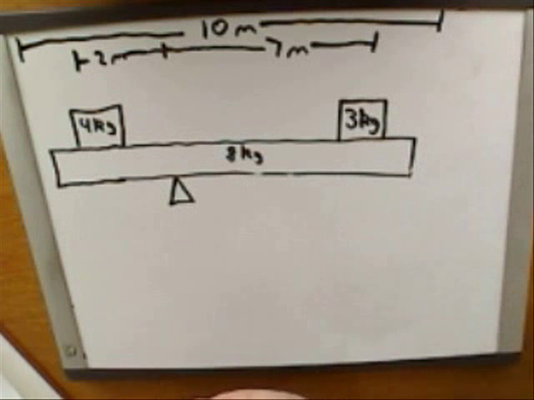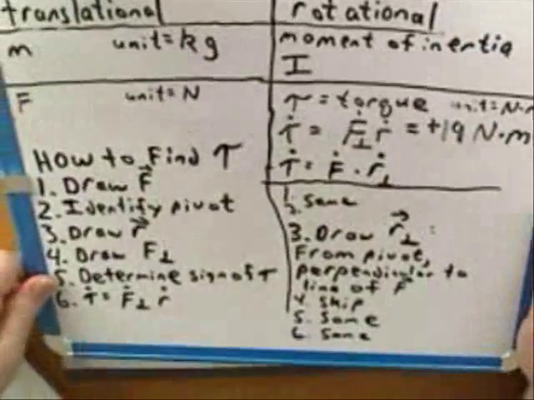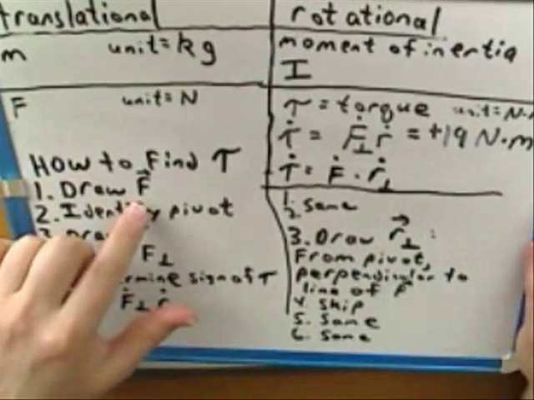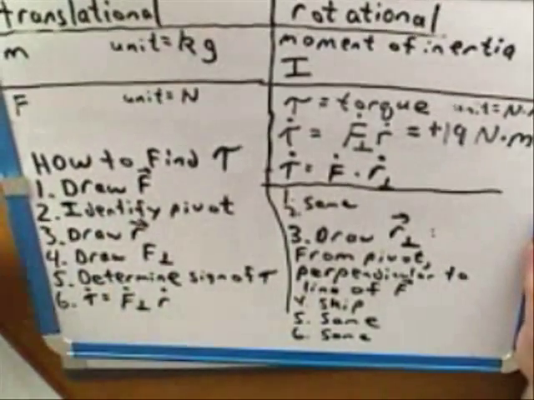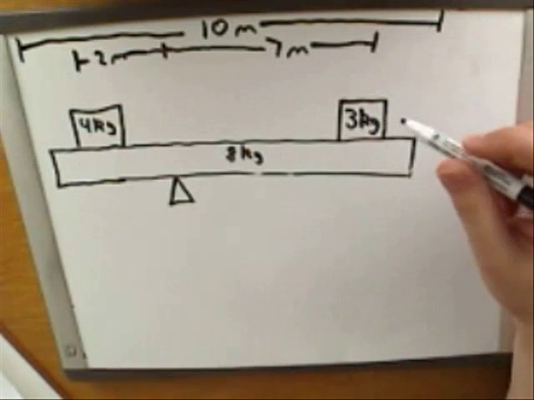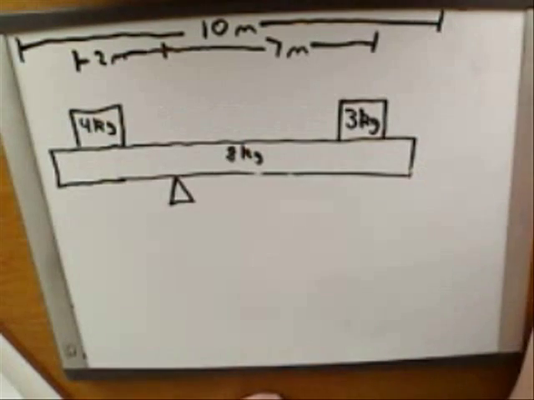Now, one thing we have to be careful about now, I should have mentioned this when I went through our approach, every time you draw the force now, you have to draw the point of application of the force. We need to know where the force is being applied. So where is that weight being applied, do you think? Where should I draw that force vector from that weight on the 3 kilogram object?